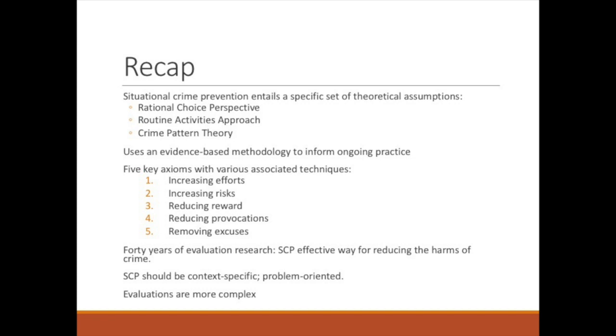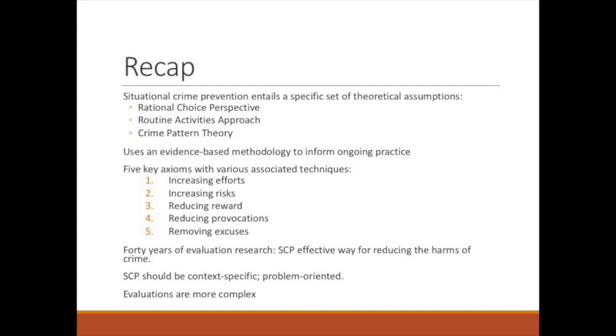Now, there are 5 key axioms, and within each axiom there are various associated techniques with situational crime prevention. The first one was increasing efforts, the second, increasing risks, the third, reducing rewards, the fourth, reducing provocations, and the fifth was removing excuses. So you can see how these axioms relate back to the rational choice perspective and routine activities theory.